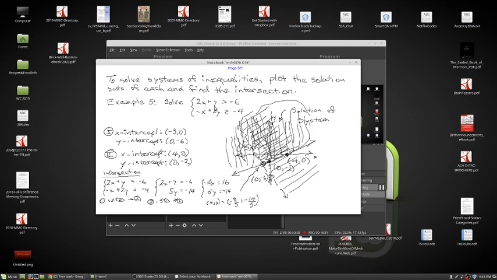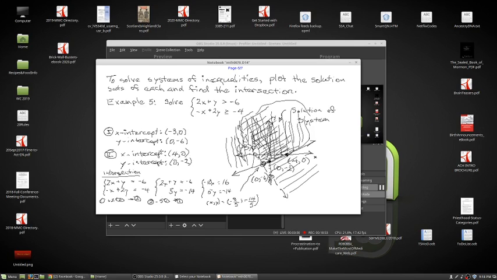So that's the first inequality. Let's look at the second one. If we plug in 0 for y, we get minus x is negative 4. So x then is positive 4. So 4, 0 is our x-intercept, which is the point here.